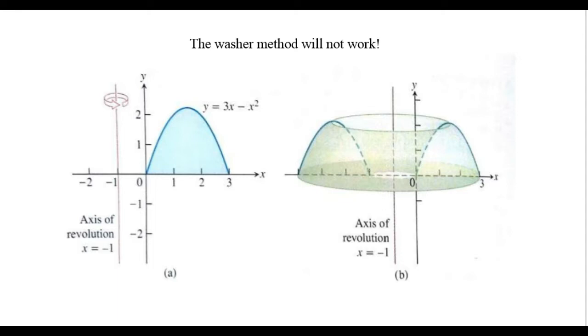And now to show the explicit function, that was the function y equals 3x minus x squared. And there's no way that we can write this so that it's a function of y so that we can use the washer method. So the actual 3D solid is going to look like the one over here. And what we're going to need to do is use the shell method.